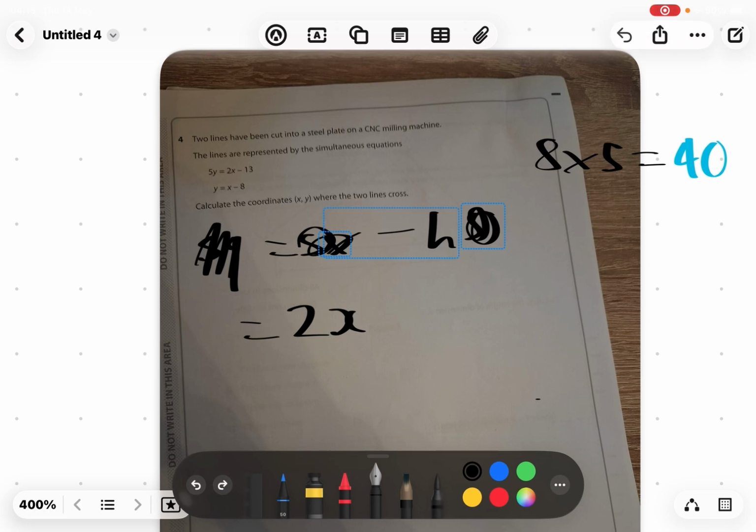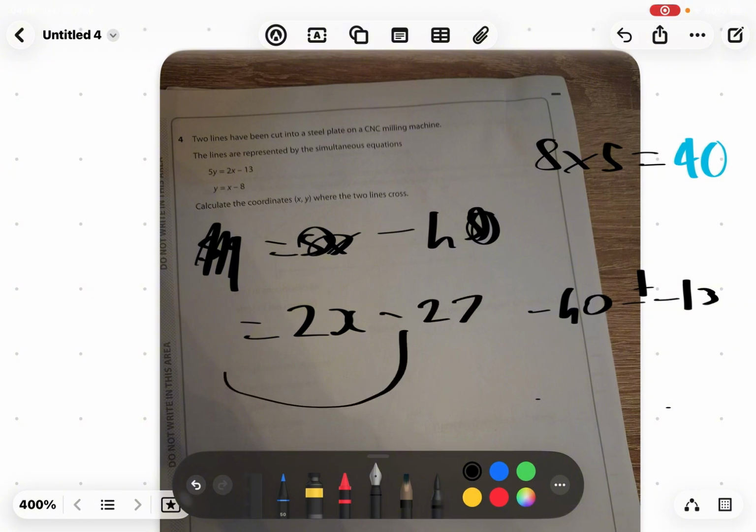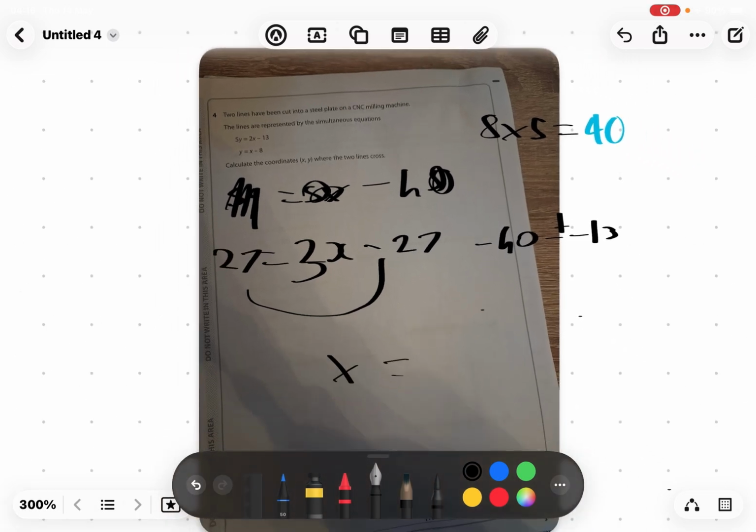13 take away 40. However, because the 13 is negative, it becomes a positive, so it just gets up to 27. We move to 27 here, so x basically equals 9.